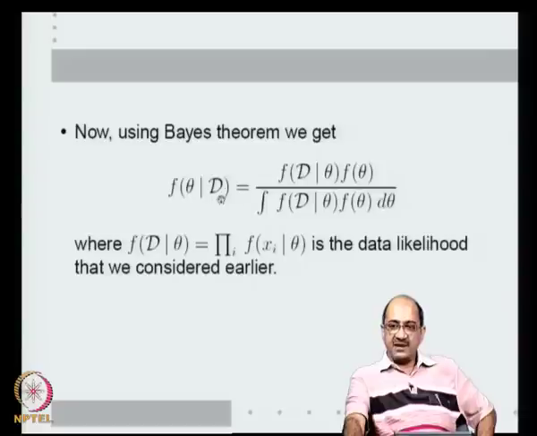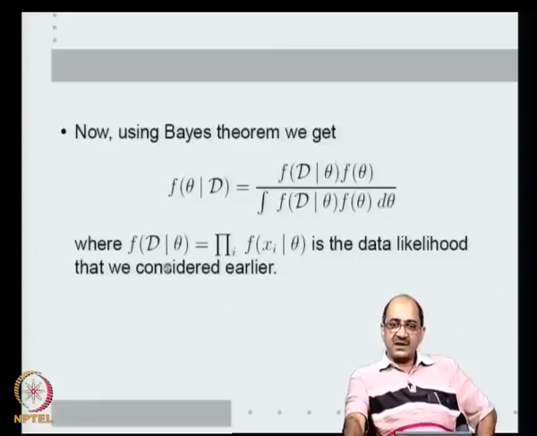So, f of theta given d is given by f of d given theta into f of theta, divided by a normalizing factor, the integral of f of d given theta into f of theta d theta. The theta in the denominator is a dummy variable, because I am integrating with respect to it. I could as well have called it theta prime. So, the denominator is a constant. So, the posterior density f of theta given d is proportional to the product of f of d given theta into f of theta. This is the Bayes rule.